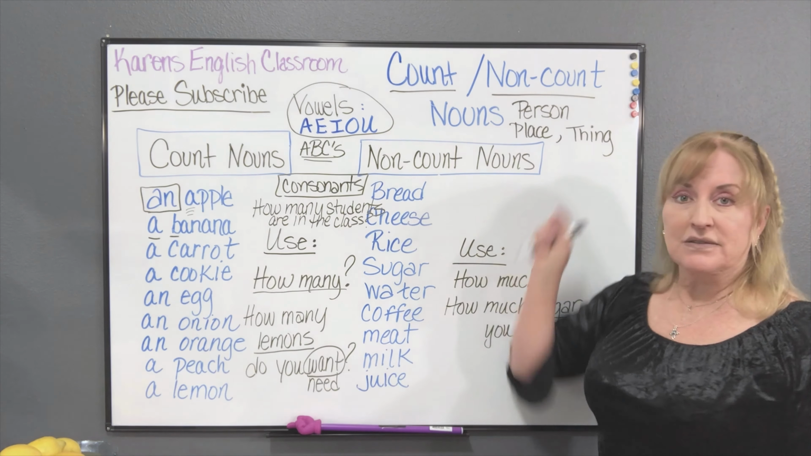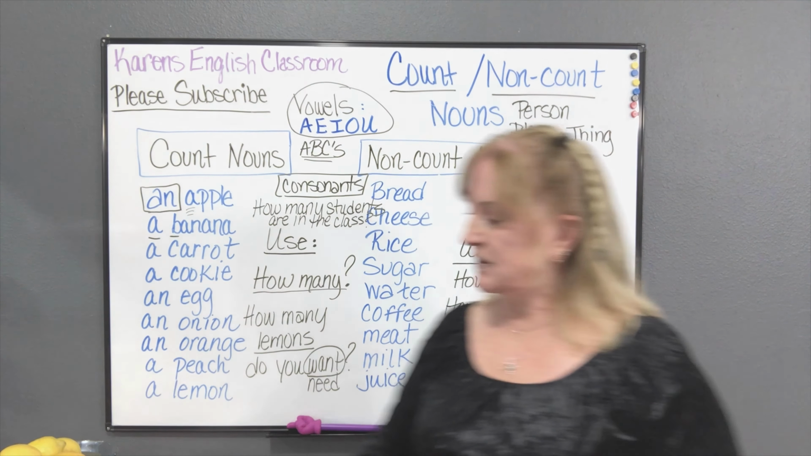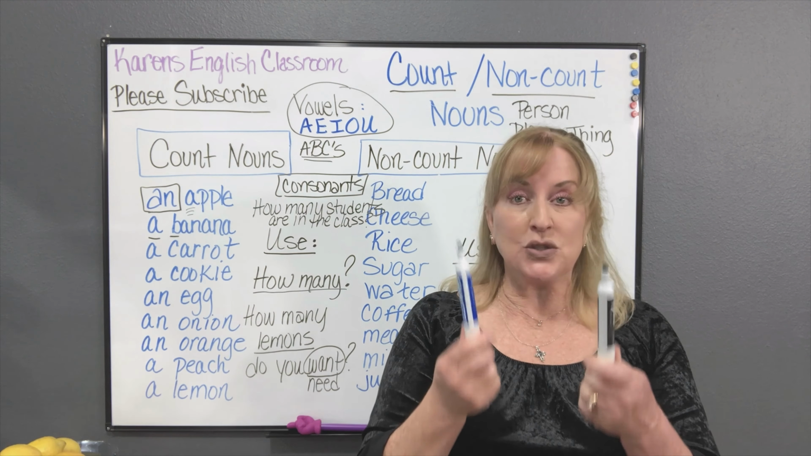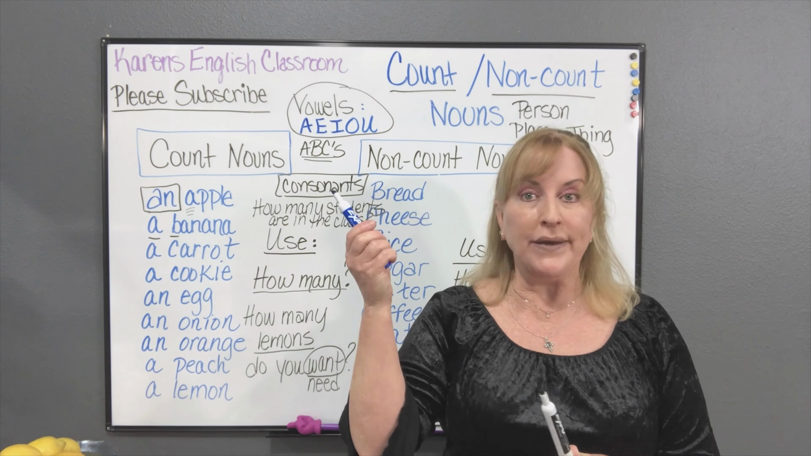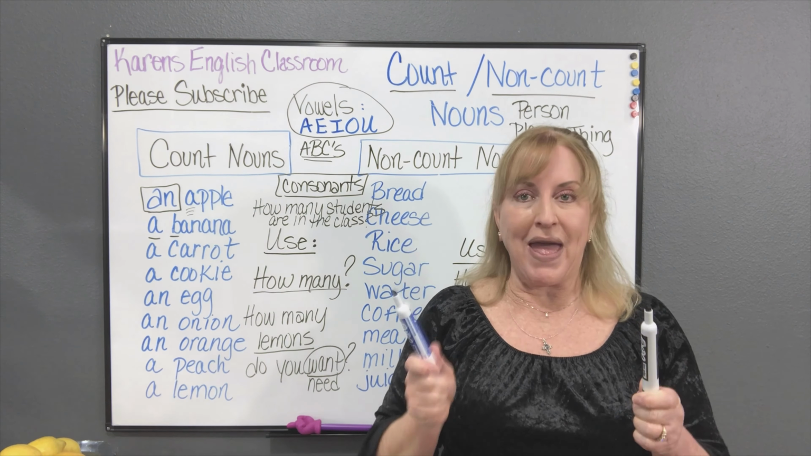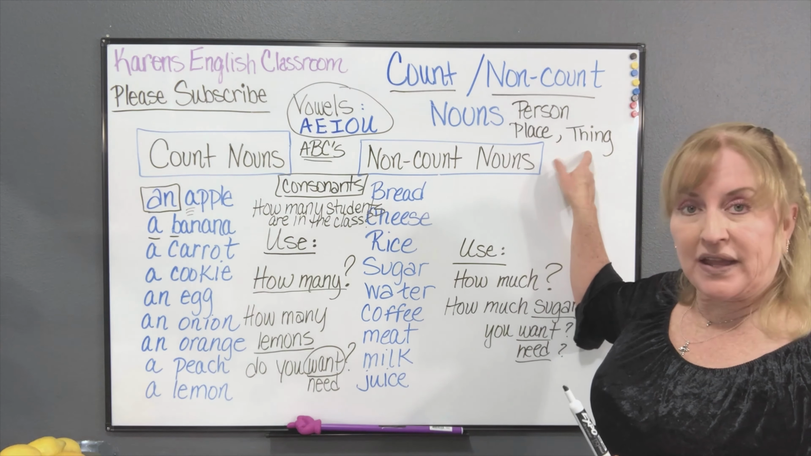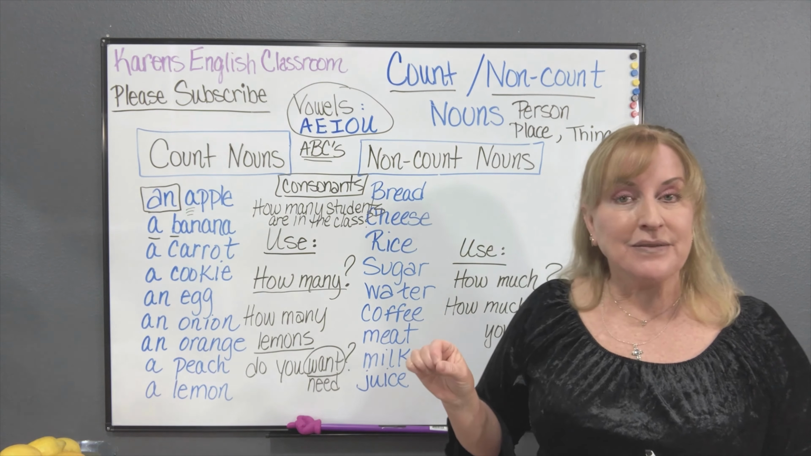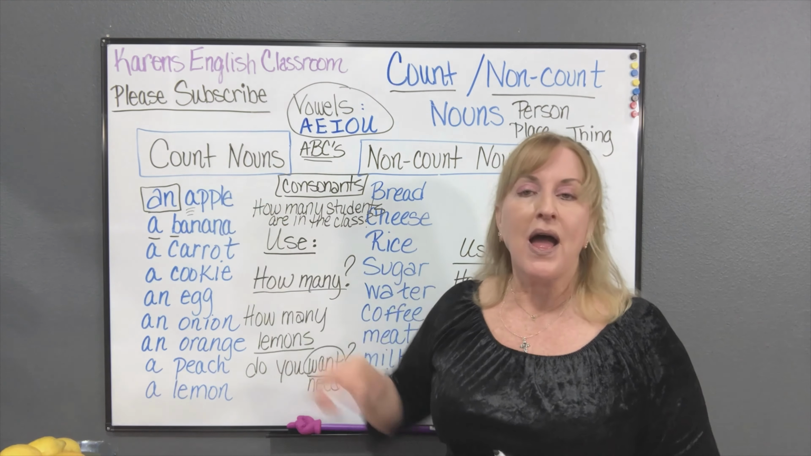Now, things, okay? We talked about a lot of food here, but things, okay? For example, how many pens? How many pens do I have? Okay, I'm going to use how many. I can count them. 1, 2. I have 2 pens. How many? Okay, and this is a thing. Okay. Now, a place, okay, a place would also be a count.